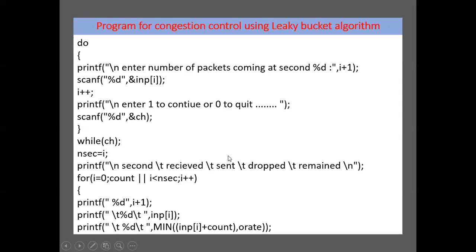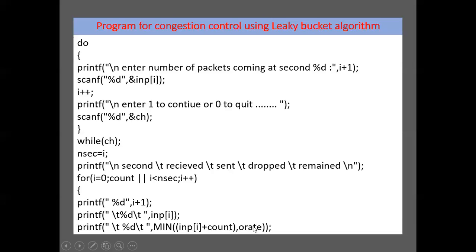Here, the sent items depend on the output rate. But here we need to check the input as well as count. Then only we can mention the sent items. For example, if the output rate we mentioned is 2, and only one packet is there in the bucket, it's not possible to send 2 items, then we'll get only 1. That's why, in order to print the sent items, we need to find the minimum value. Printf percentage of d, the minimum of input of i plus count, comma rate. Here, whichever one is minimum, we are going to print that one.